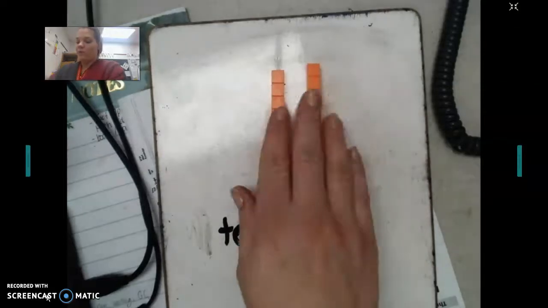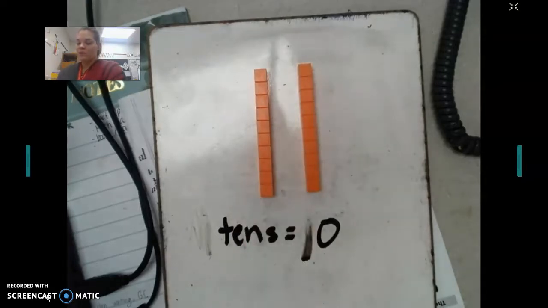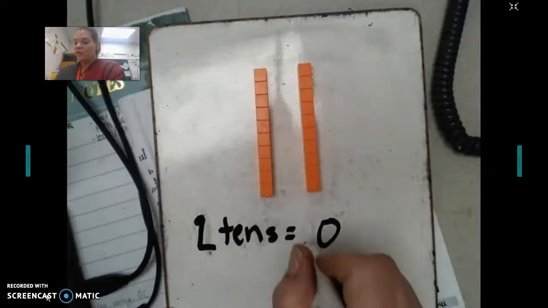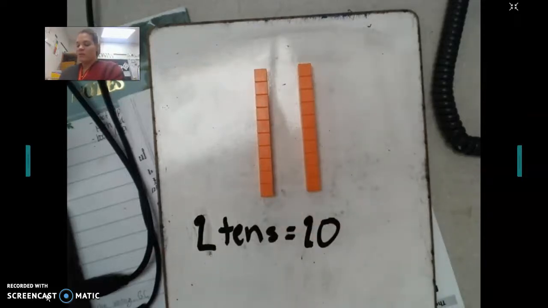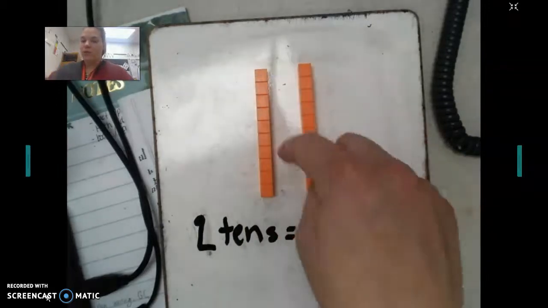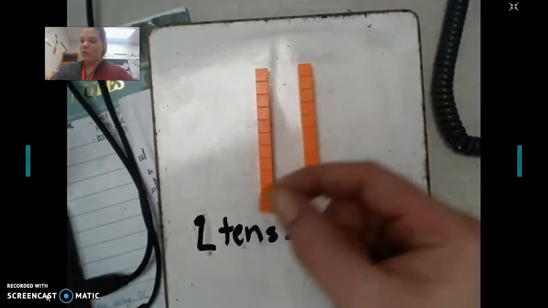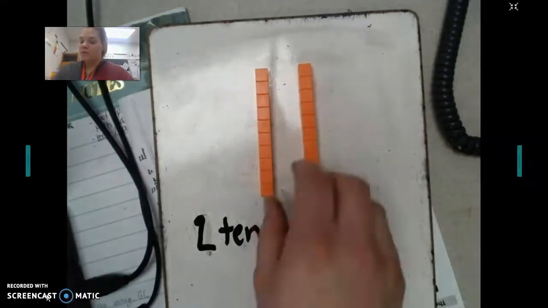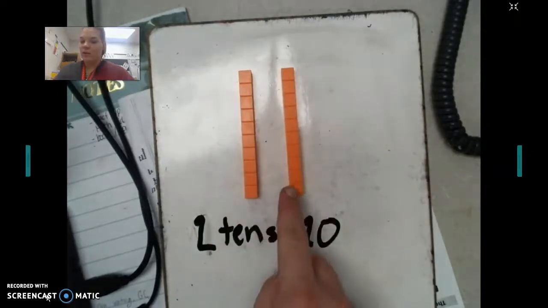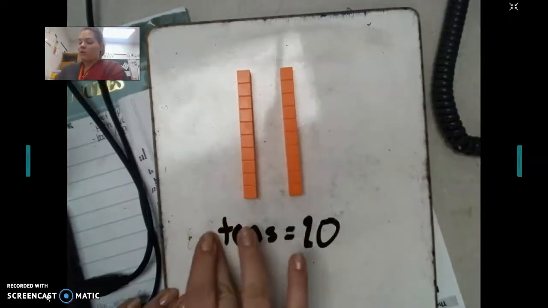Now I have 2 out here. So I have 2 tens, and 2 tens equals 20. And that just means that there are 20 unit cubes, like 1 unit cube is 1. So if there's 2 groups of 10, that means there's 20 little individual ones all together. Okay, so let's erase this.